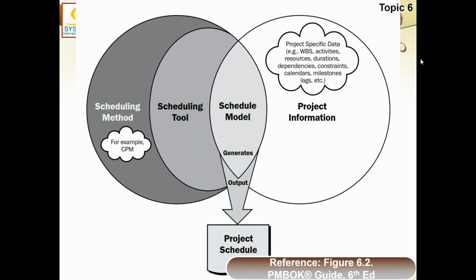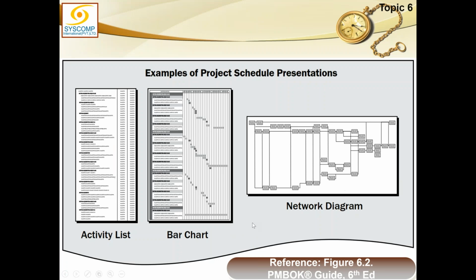Now what we need to do is this: not only the schedule baseline, but even any instance of the schedule could be presented to stakeholders, different stakeholders, in a different form. Somebody would like to see the long list of activities. Somebody would like to see the Gantt chart. Somebody will like to see the network diagram. Somebody will only like to see the milestones. So it depends upon who the stakeholder is and what his requirement is.